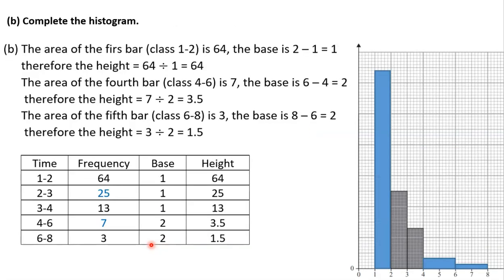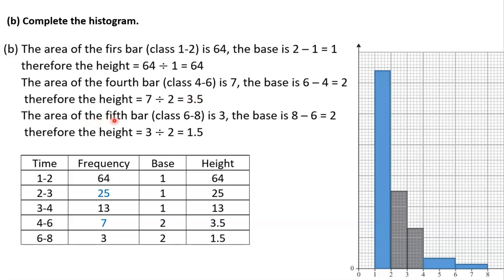And finally, we were asked to complete the histogram. So the area of the first bar is 64 and the base is 1, so we need to find the height, and the height is 64. The fourth bar, which was missing here, the base was 2 and the area is 7, and if we divide 7 by 2 we get 3.5, so the height must be 3.5 small squares.